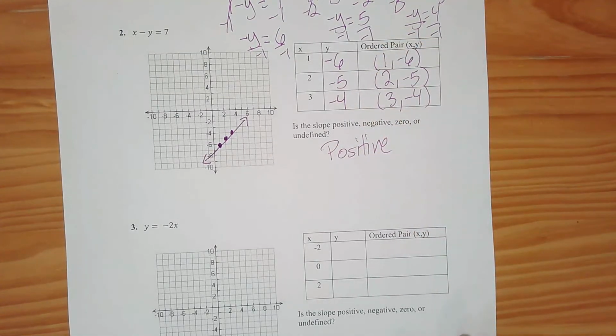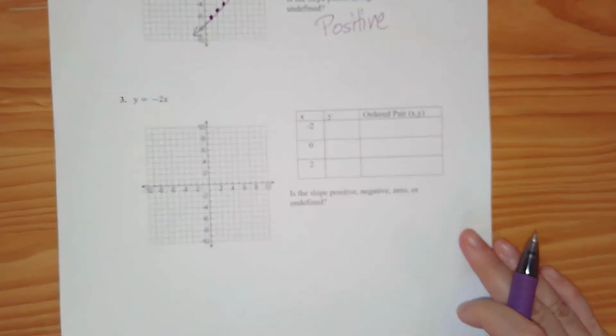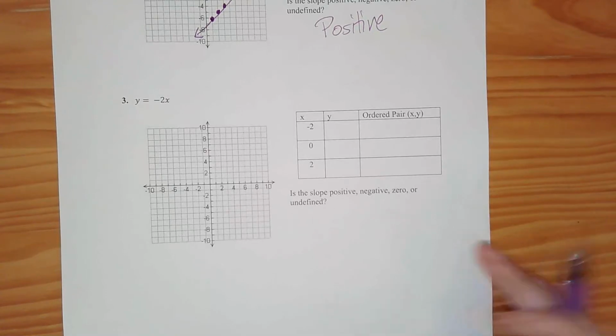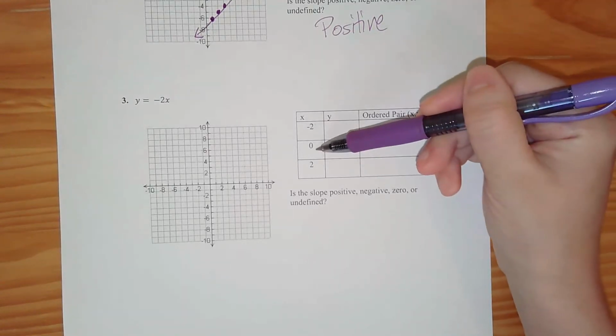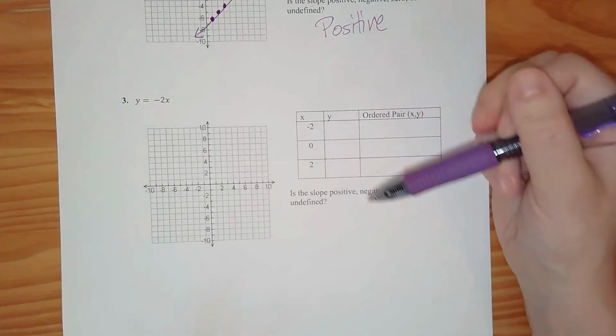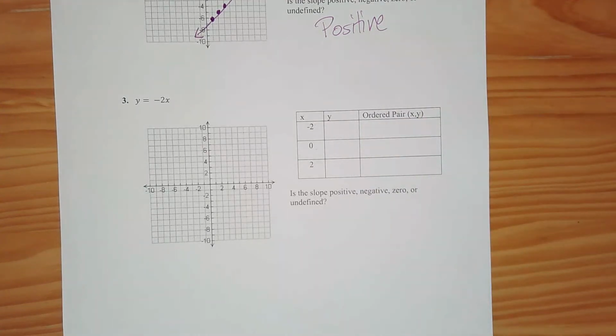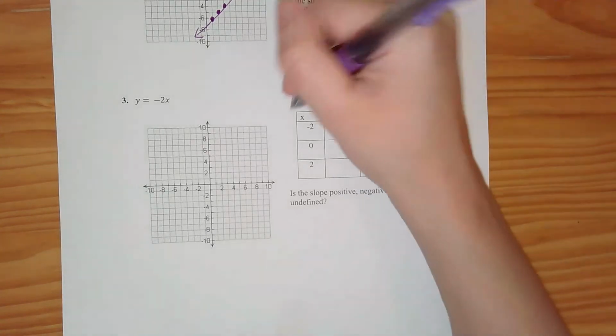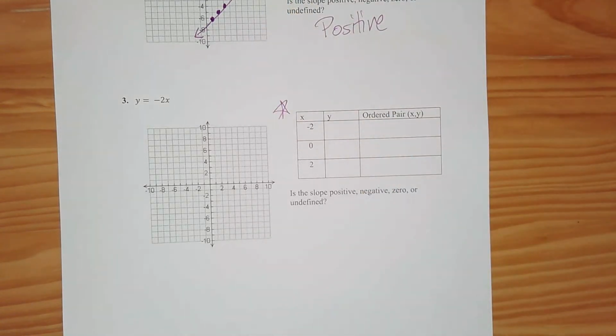Alright. Next one has y equals negative 2x. And I'm giving you guys negative 2, 0, and 2 for x values. I'm going to give you a minute. Go ahead and pause your video. See if you can fill out just the table of values for this one. And I will share with you the answers in 3, 2, 1.